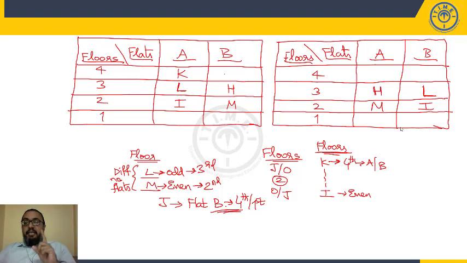Now in the other possibility, H comes in flat A, so K has to come in flat B. So fourth floor flat B. That is the other possibility, because K and H are in different numbered flats.